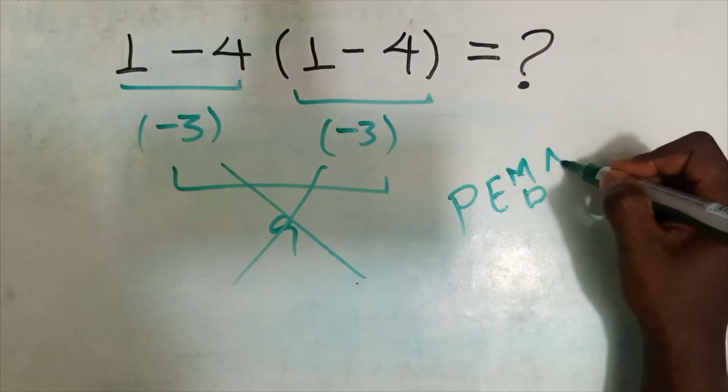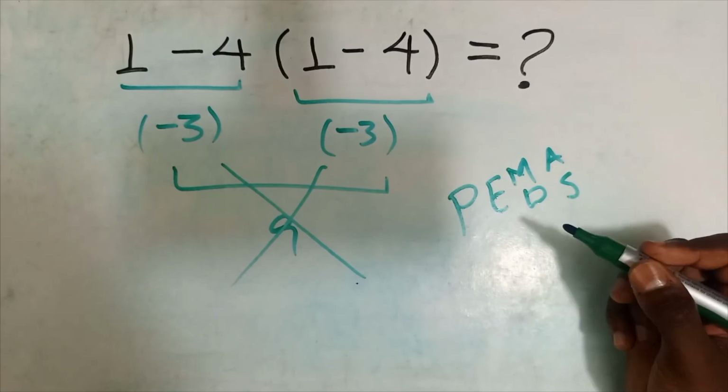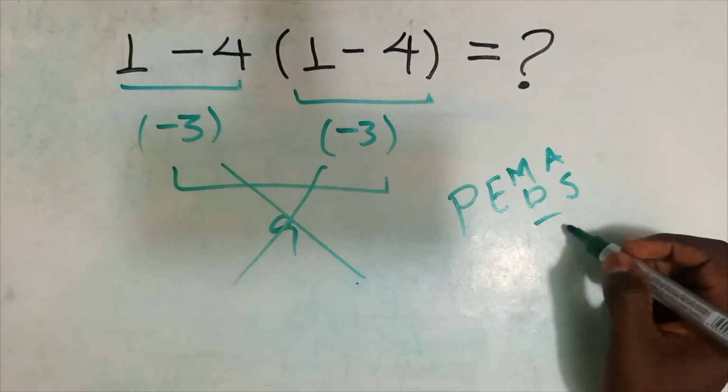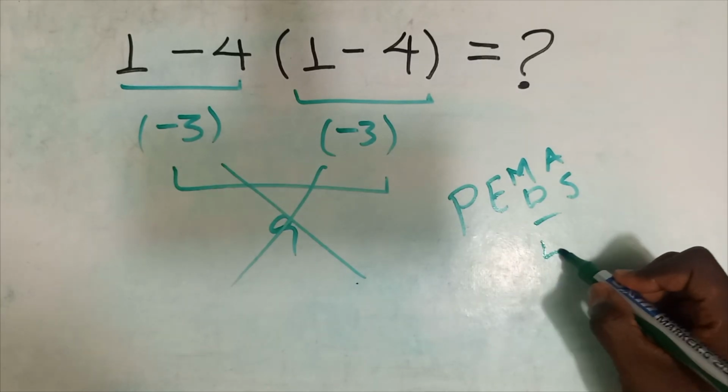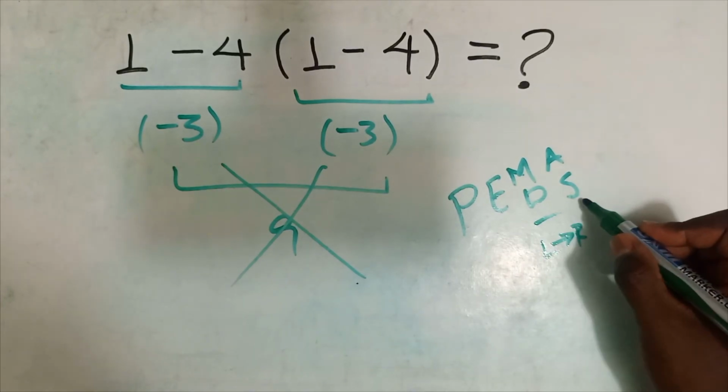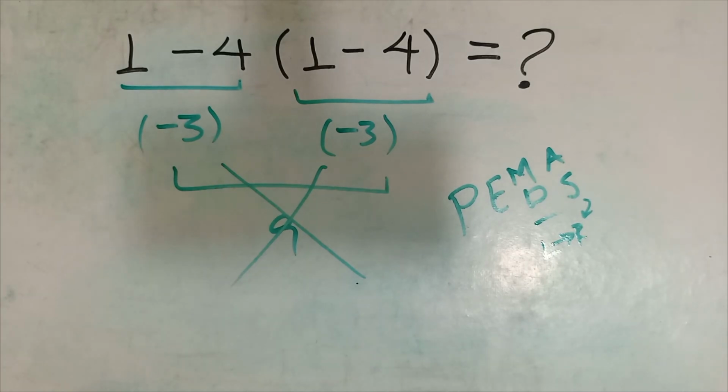do parentheses, then exponents, then multiplication or division, and finally addition or subtraction. Remember that multiplication and division have equal priority and we have to work from left to right. And the same applies to addition and subtraction. In this expression, we have one subtraction, one multiplication, and one parenthesis. Inside this parenthesis, we have one subtraction.